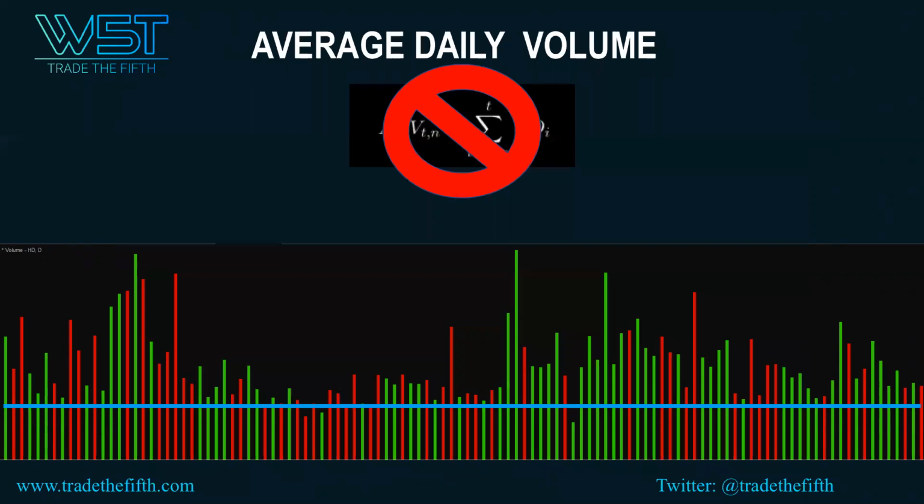Again, there's no need for fancy formulas. What we want to concentrate on is accumulation days, where we see an increase in volume to the upside, or distribution days, an increase in volume to the downside. This is why we use red and green.